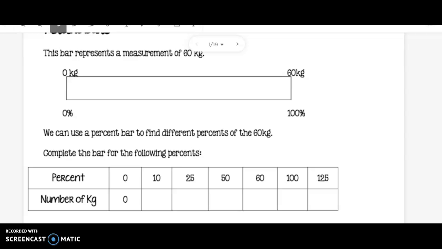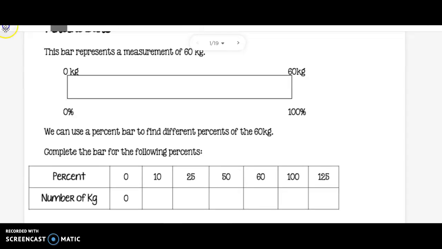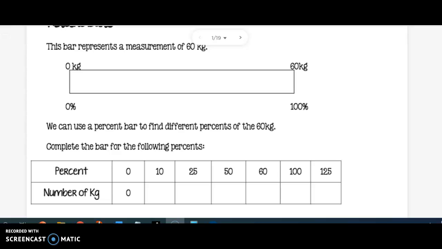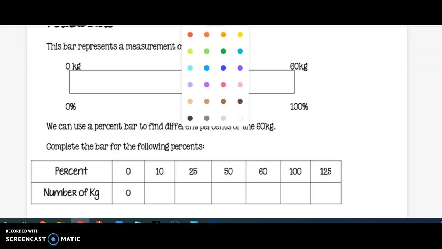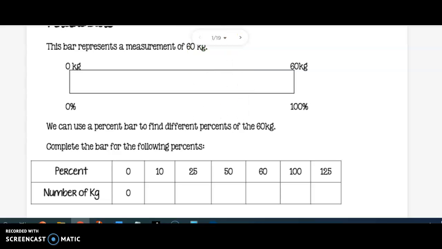Okay, so some things to notice about the percent bar. So how it is set up, we have percents on the bottom, starting at the side, 0% to 100%. And for this problem, the total is going to be 60 kilograms. So if I had 60 kilograms, I would have 100%, the whole thing.